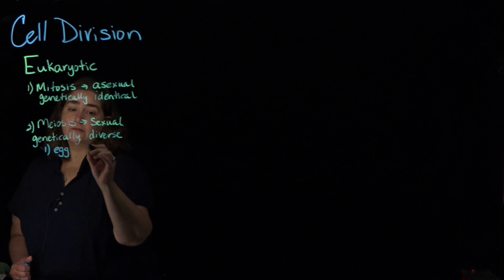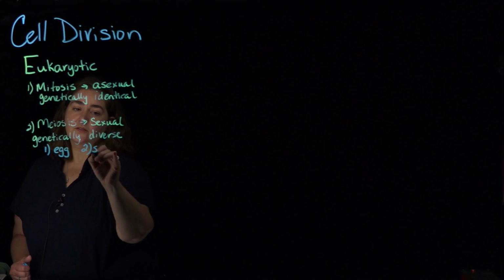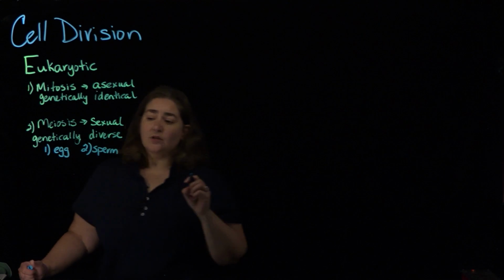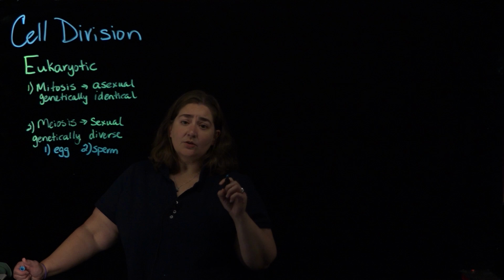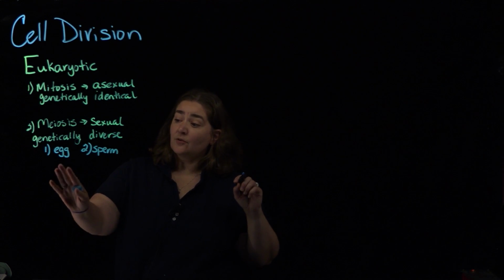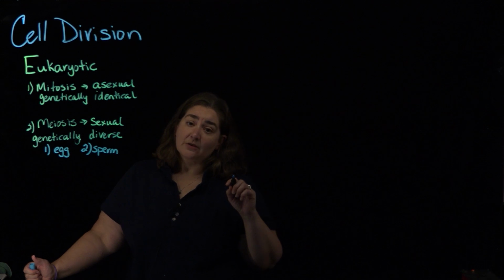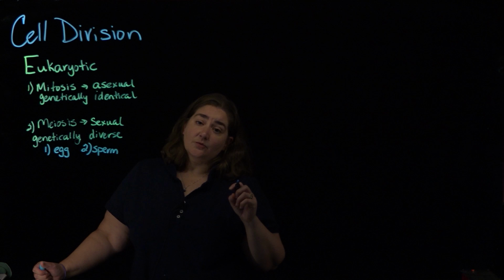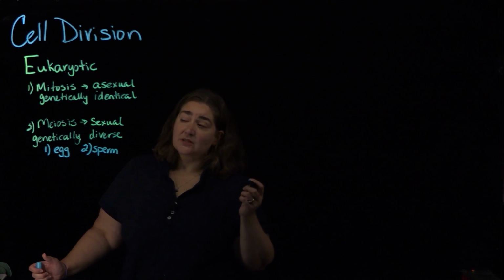You've got the egg in females. You've got the sperm in males. Those are the only two cells in the human body that will undergo meiosis. So if you're female, the one cell type that you've got that undergoes meiosis are the egg cells. If you're male, the one cell type you've got in your body that undergoes meiosis is the sperm cell.